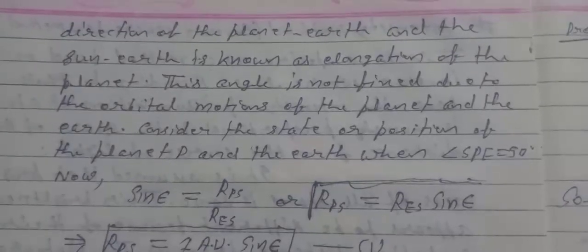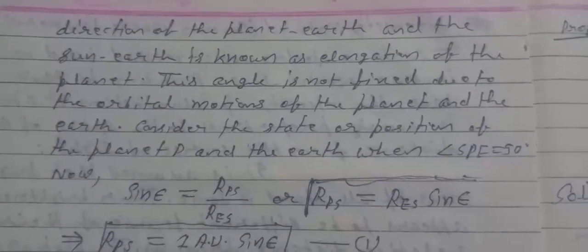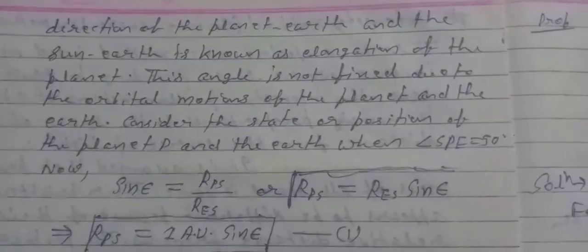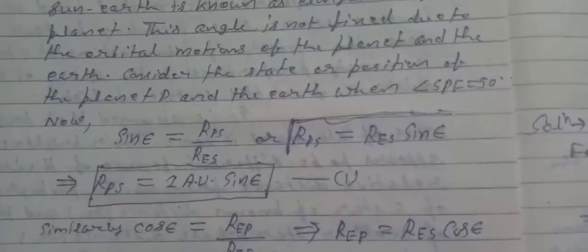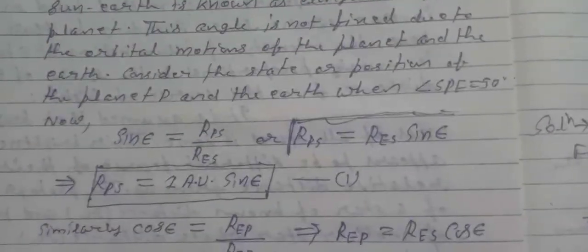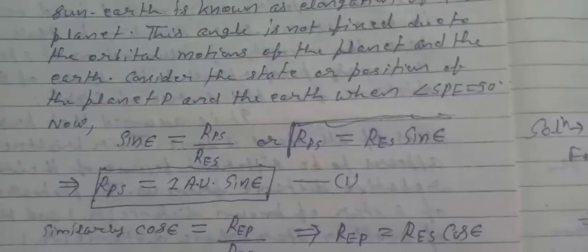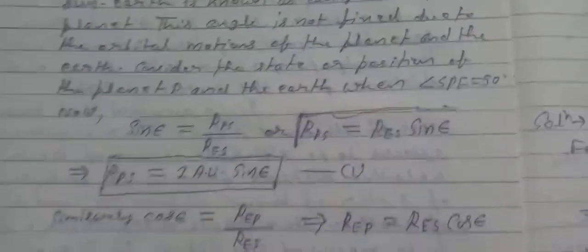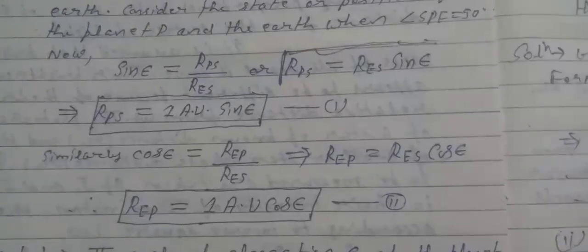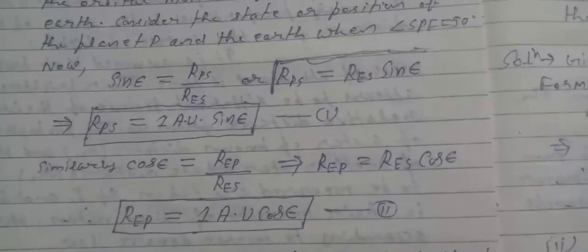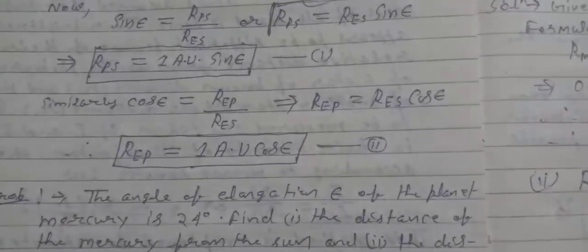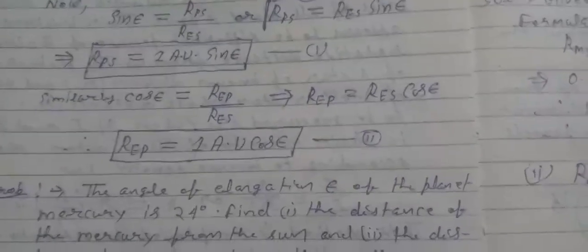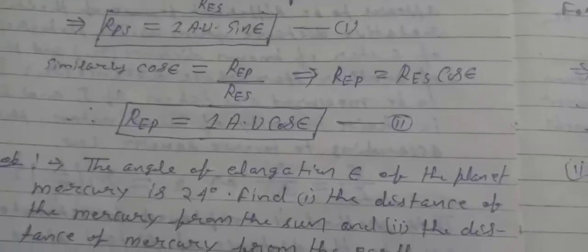Consider the state or position of the planet P and the Earth when angle SPE equals 90 degrees. Now sin E equals R_PS by R_ES. Hence R_PS equals 1 astronomical unit into sin E. Similarly, cos E equals R_EP by R_ES, or R_EP equals R_ES into cos E. Hence R_EP equals 1 astronomical unit into cos E. From this formula we can calculate the distance between Earth and planet.